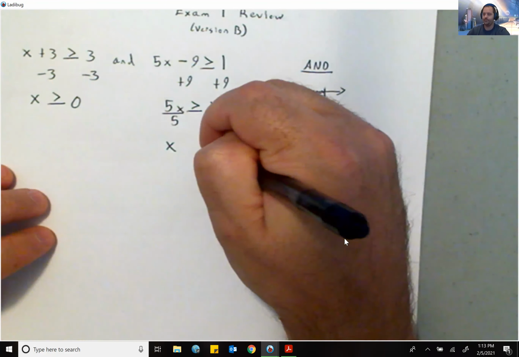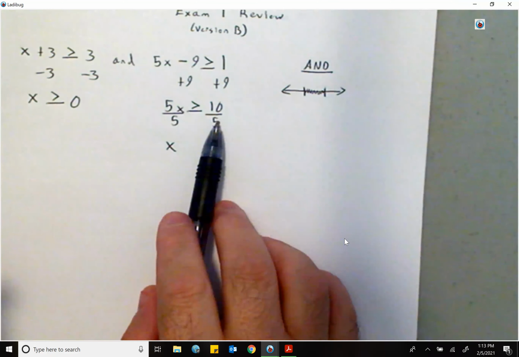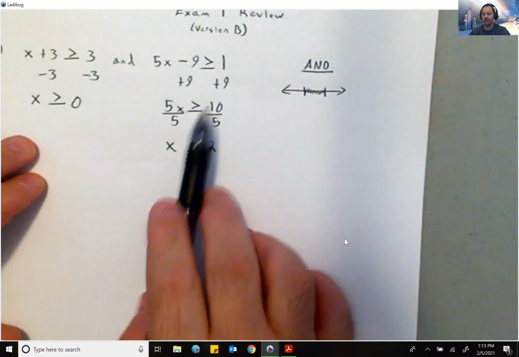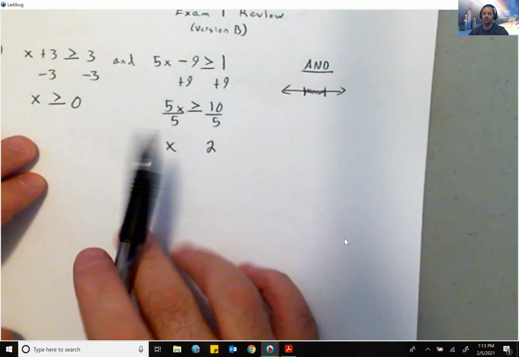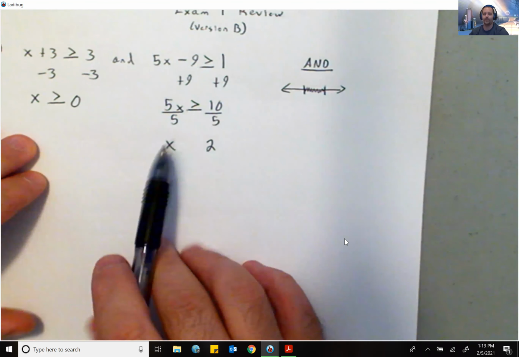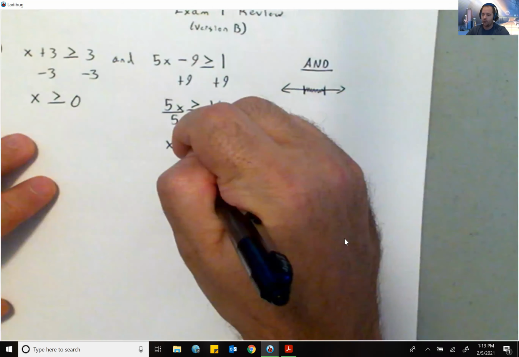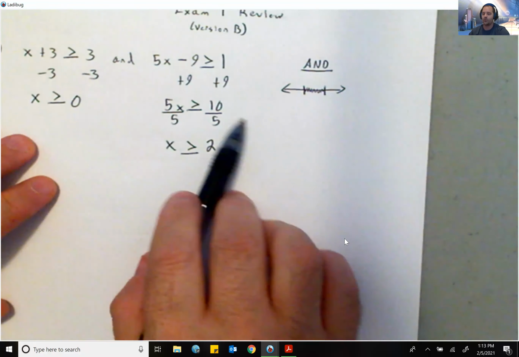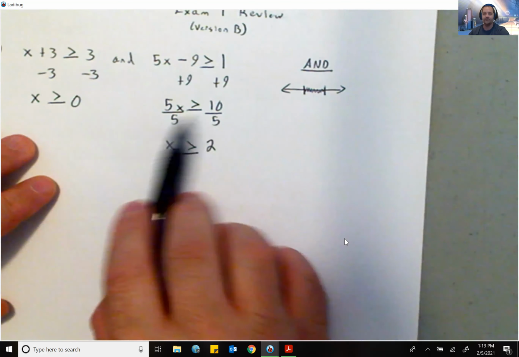Now the question is, when it comes to division and multiplication, you need to be careful. Is this sign going to stay the same as a greater than or equal to, or will it flip and become a less than or equal to? It's going to stay the same, because the only time we flip this sign is if we're dividing or multiplying by a negative number. This number is positive, so it stays.